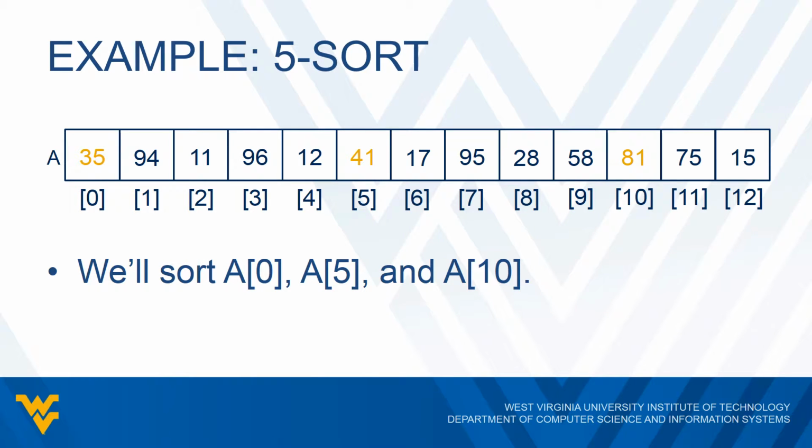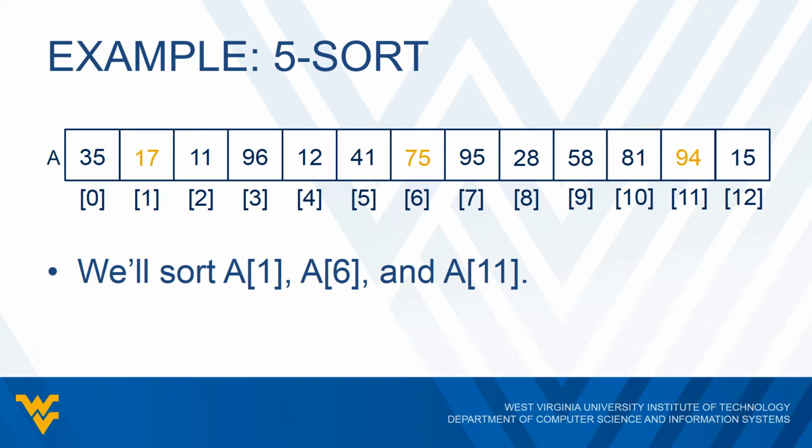We'll start by sorting A0, A5, and A10 because those elements are 5 away from each other. What we find here was the 35 was at A5, and that's the smallest, so we move that to A0. The 41, which was at A10, is the second value, so we put that to A5. And since 81 is the largest, we move that to A10. So now among this set, it is sorted.